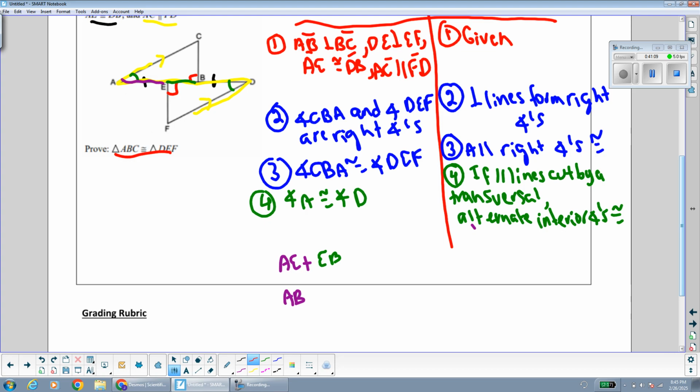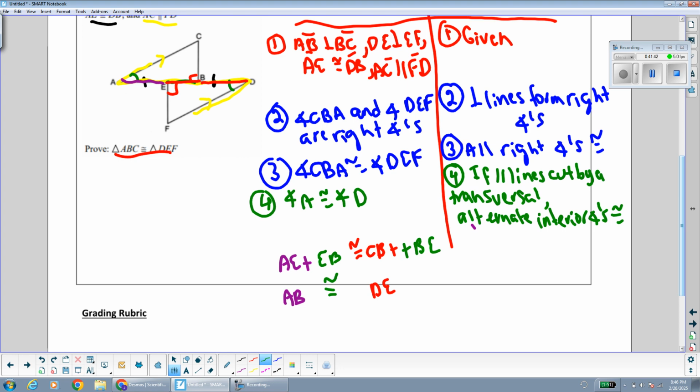And on the other side, I want to make DE. I have information about CB. And let me think about what I can put onto CB to make the full side CE. And that turns out to be BE as well. You can also write it as EB. BE and EB are the same segment.